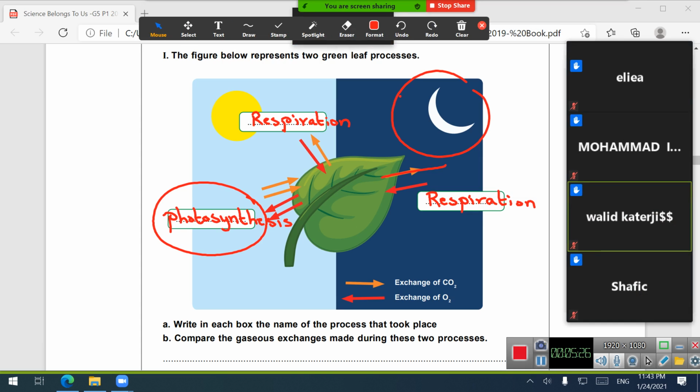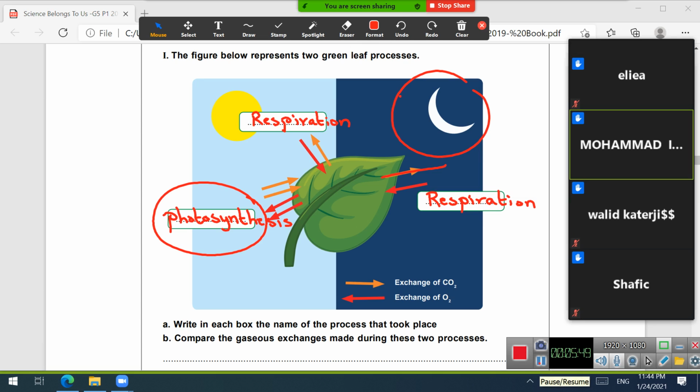Excellent. Now, in part B, we have to compare the gaseous exchange made during these two processes. It means what is absorbed and what is released during photosynthesis, and also in respiration. Let me ask Muhammad Isa now. During photosynthesis, the green plants absorb carbon dioxide and release oxygen. Excellent.